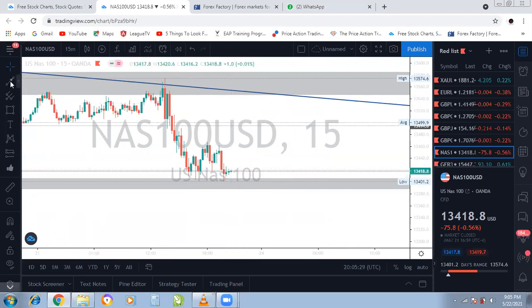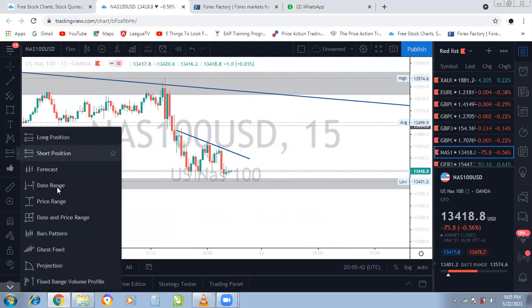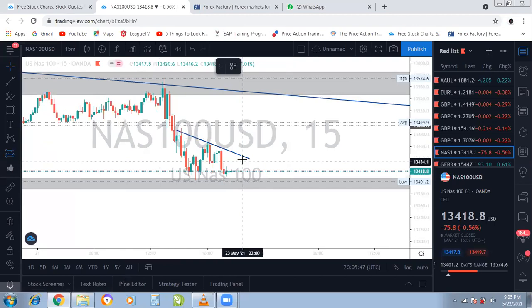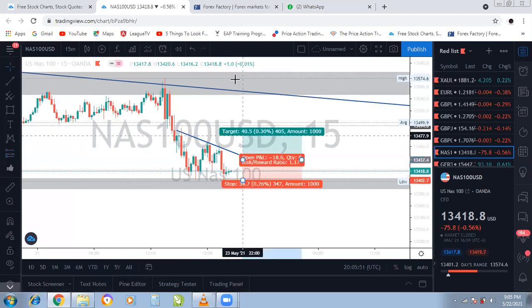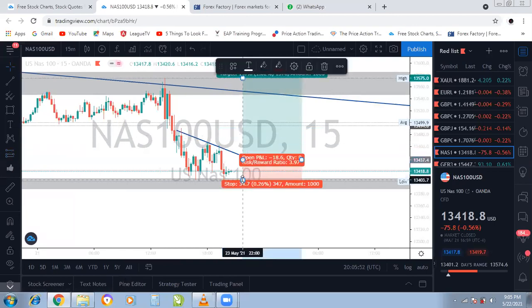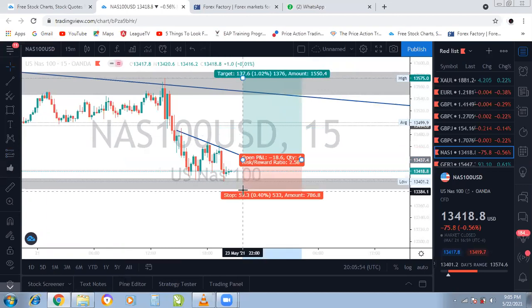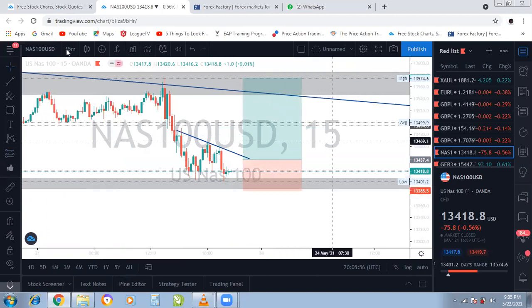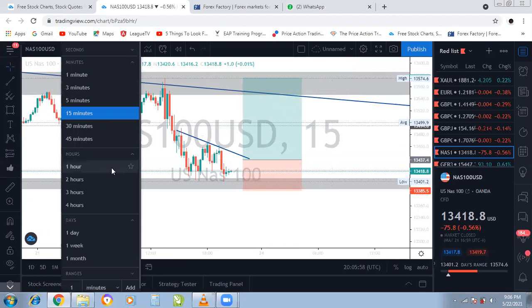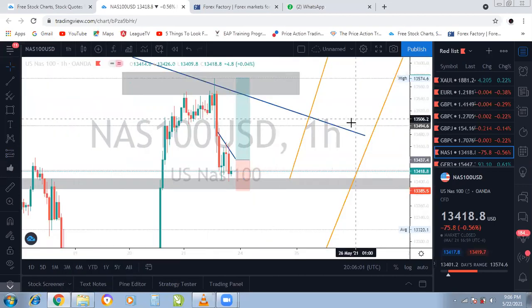Probably when price broke this zone, then I'll look out for a buying opportunity. Then I'll have my stop loss, depending on the trades I want to risk. I'll look out for my buying opportunity somewhere here, all the way to this line. So my stop loss will be below this zone. So that is that on NAS. I hope it's clear.